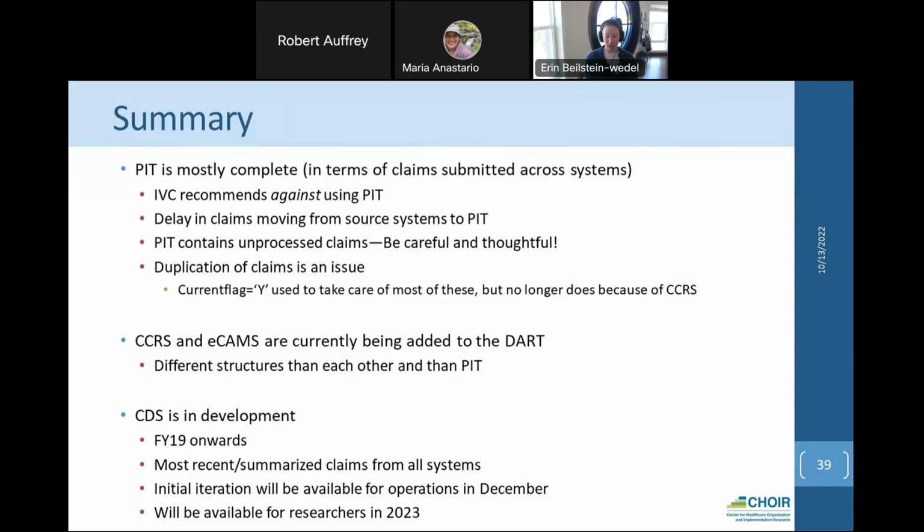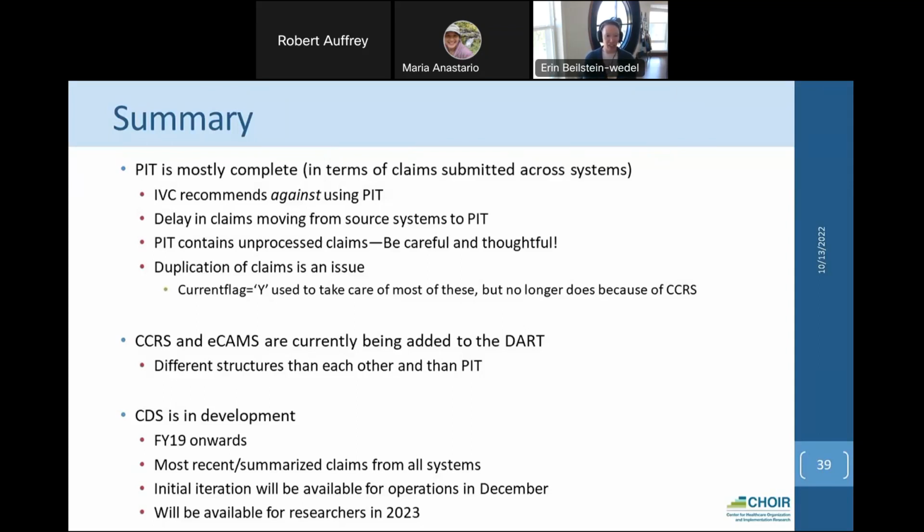There is a delay in claims moving from source systems into PIT, so that's something to keep in mind. PIT, especially the PIT claim, we have learned contain unprocessed claims, so be careful and thoughtful about how you're using claim status. Duplication of claims is an issue. Current flag usually used to fix that when it was just FBCS claims flowing in there, but it no longer does. Not in part because of CCRS, with the claim status at the line level. But also with EDI and Claim XM, you're probably going to have an issue.